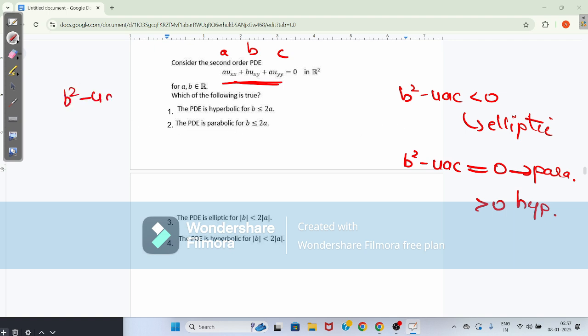B square minus 4a square here. Now when you equate this value to 0, this value becomes b equals 2a. Now when b is less than or equal to 2, this is also not parabolic. If mod b is less than mod 2, this is elliptic, this is the correct option, and this is also the wrong option that we have.